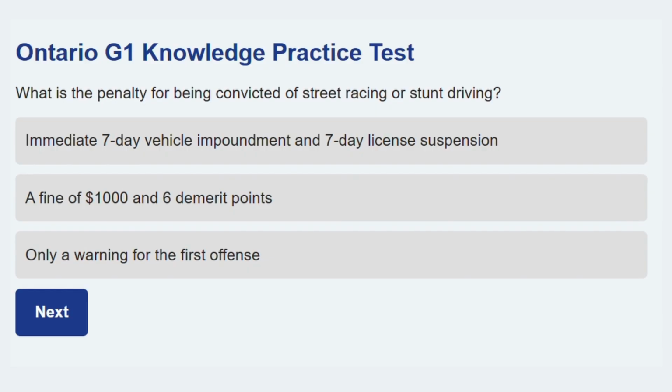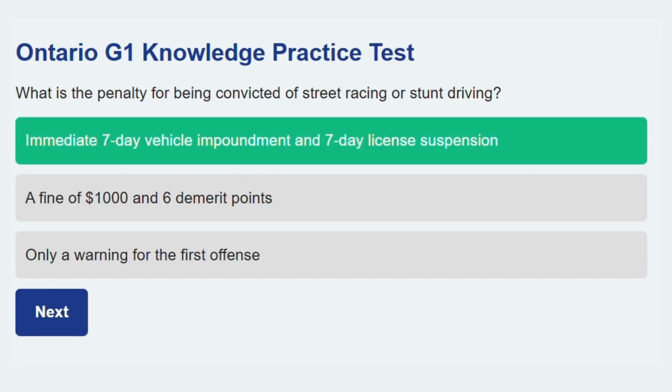Time for the next question. What is the penalty for being convicted of street racing or stunt driving? Immediate 7-day vehicle impoundment and 7-day license suspension. Ontario has severe penalties for these dangerous driving offenses.